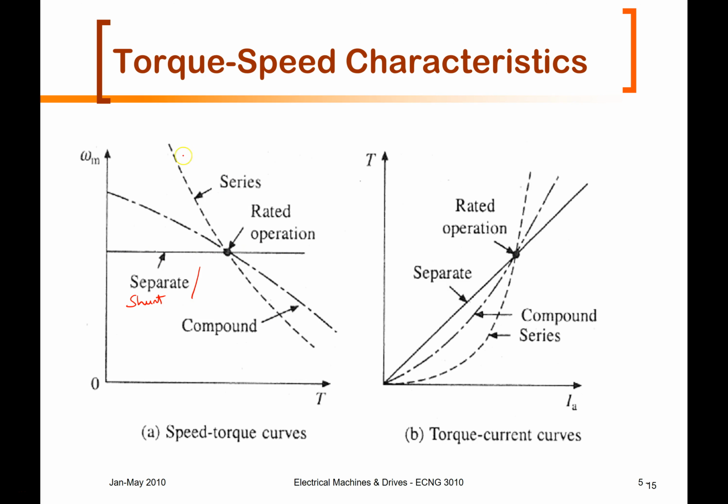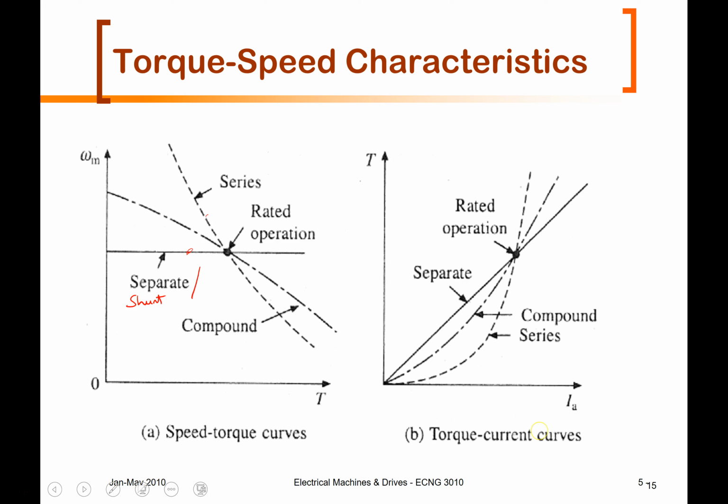For the series machine, you get a very high starting torque, but the speed drops quickly. Remember, as the torque increases for the series machine, the current through the field increases, and as the current increases, the voltage drop is going to increase as well. So your EA is going to decrease, which is going to decrease your omega M. And for compound machines, you could do combinations of the shunt and the series, so you end up somewhere in between.